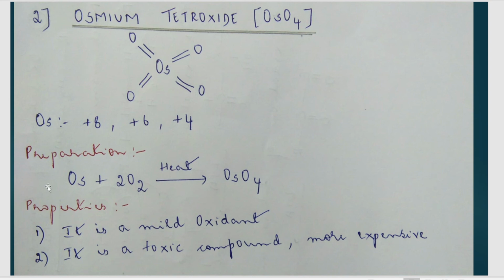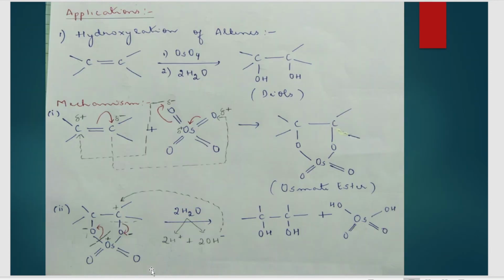When osmium is heated with excess oxygen, you get osmium tetroxide. Compared to lead tetraacetate, this is a comparatively mild oxidant, and since it has osmium, it is a toxic compound and it is expensive. So let's study its applications.